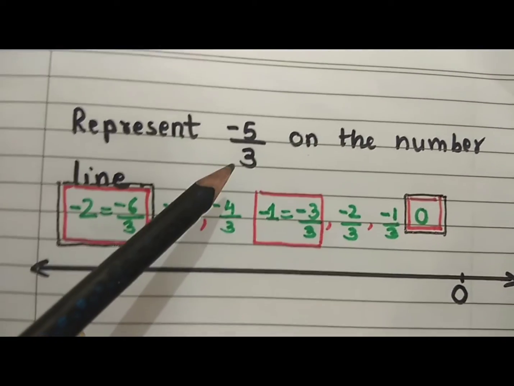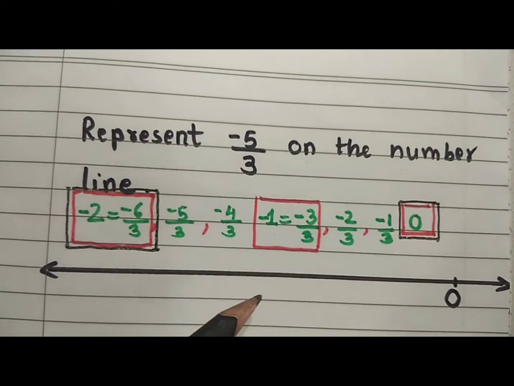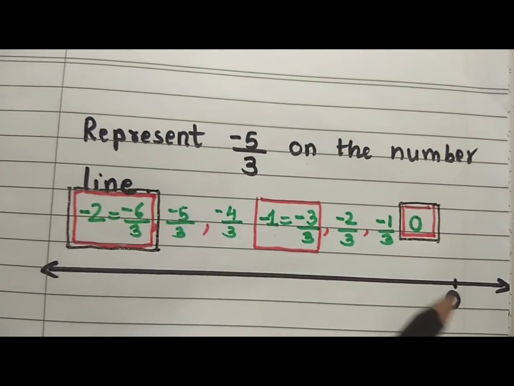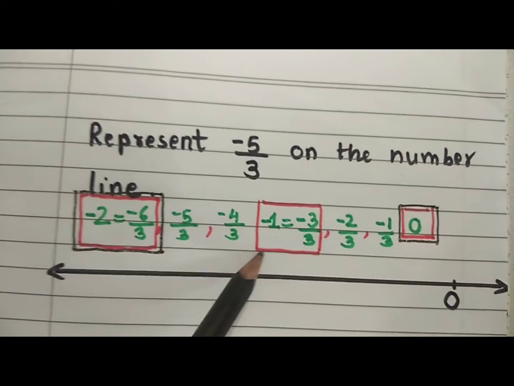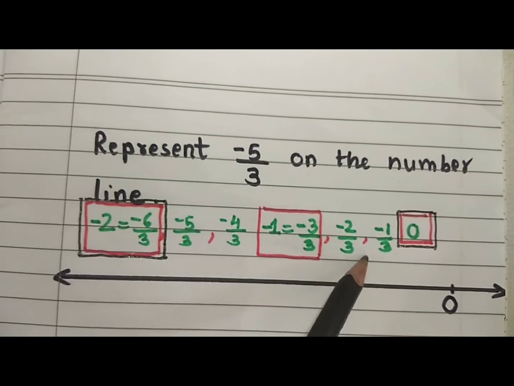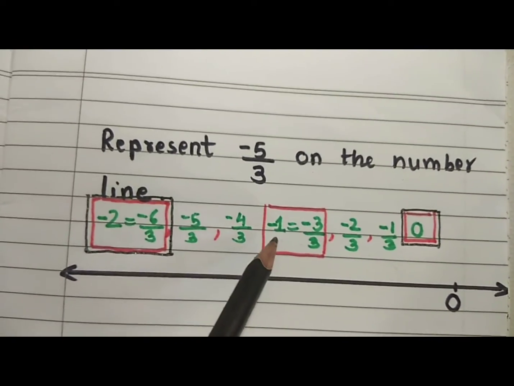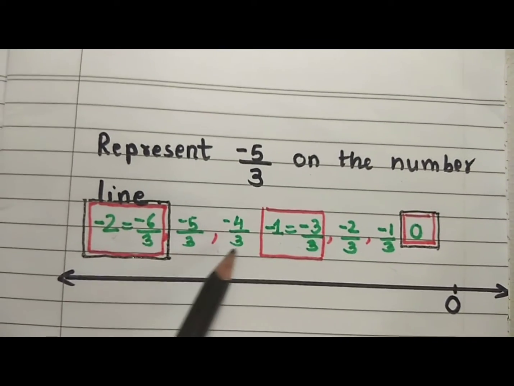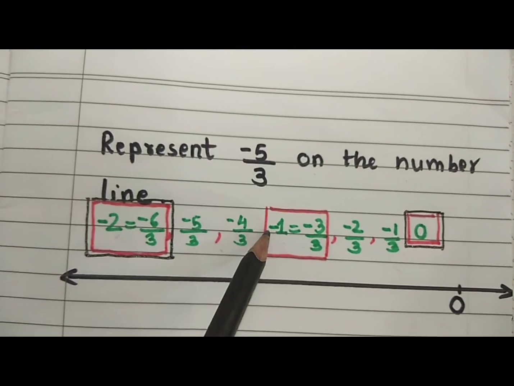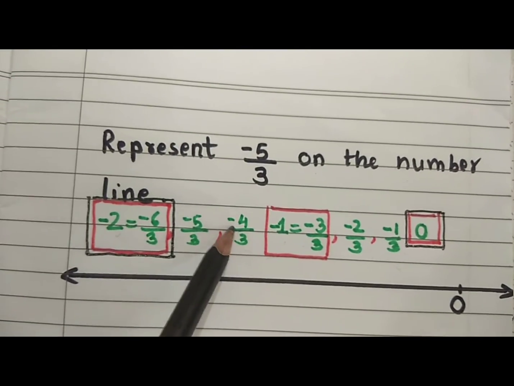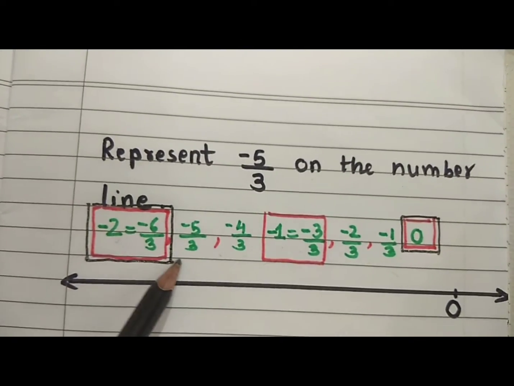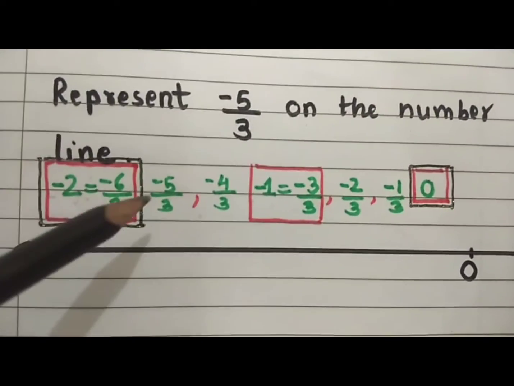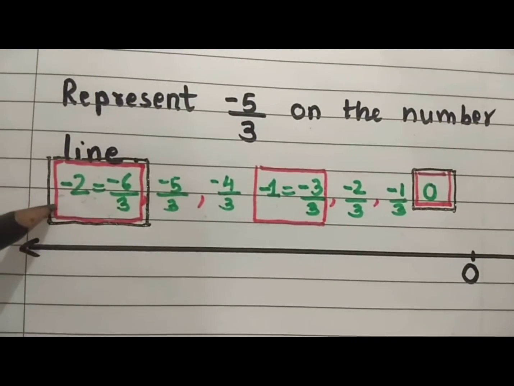Considering the denominator of this fraction, each unit is divided into 3 equal parts. As you can see, from 0 to -1, it is divided into 3 equal parts. And then from -1 to -2, it is divided into 3 equal parts. So after -1, we'll continue with -4 upon 3, -5 upon 3 and then -6 upon 3, which will give you -2.